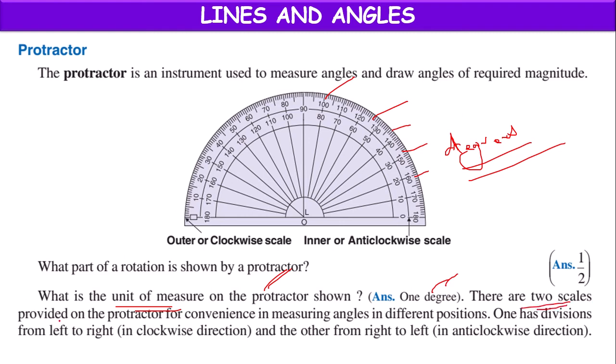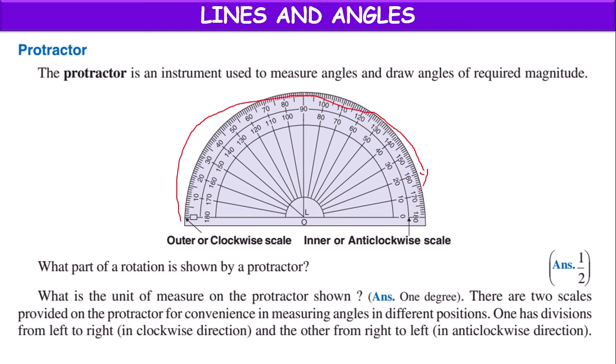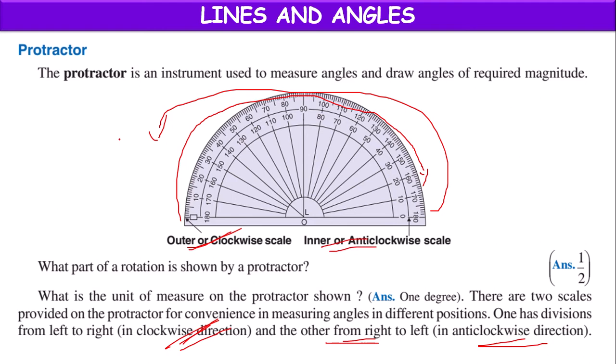So we have two scales on protractor for measuring clockwise rotations and anti-clockwise rotations for our convenience, and for measuring angles in different positions we have two scales on the protractor. So one will be having divisions from left to right, 0 to 180, that is clockwise direction, or it is called outer scale. Another will be having 0 to 180 divisions from right to left, which is called inner scale or anti-clockwise scale. So these are the features of protractor.